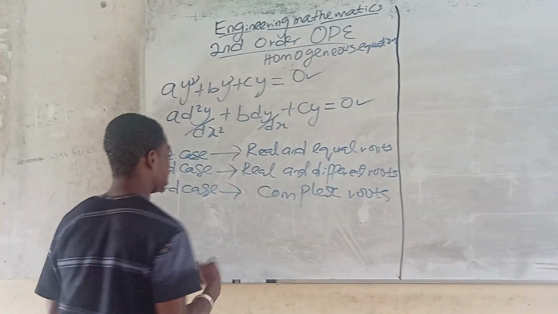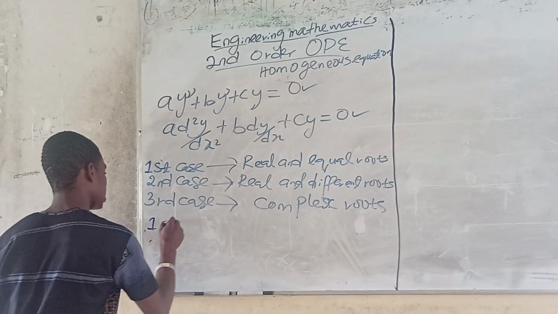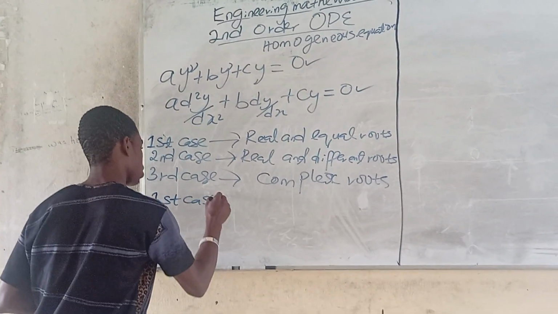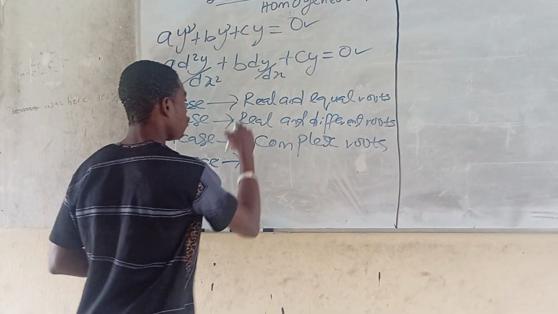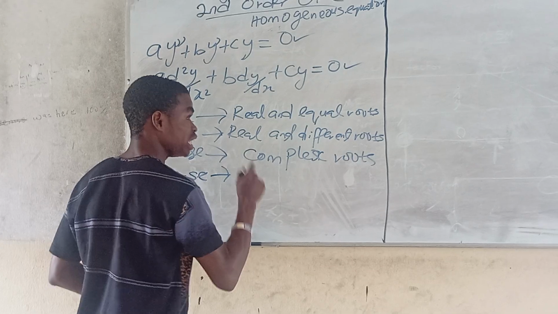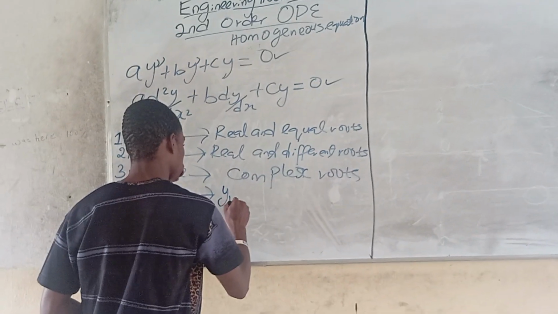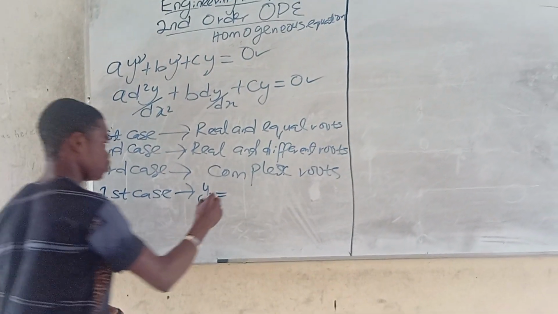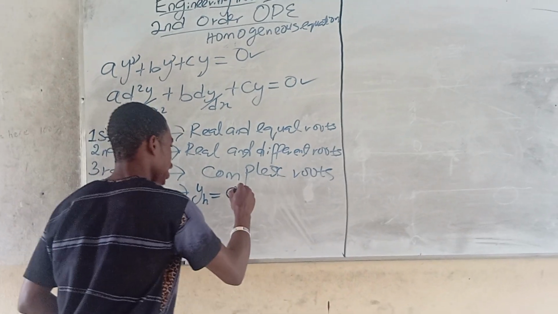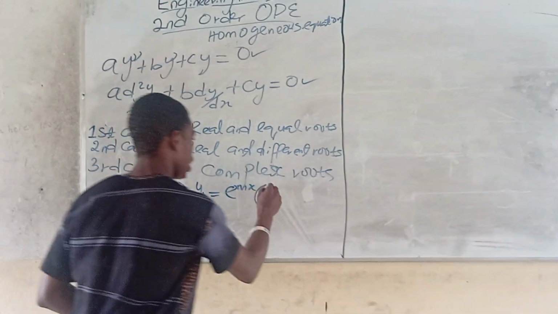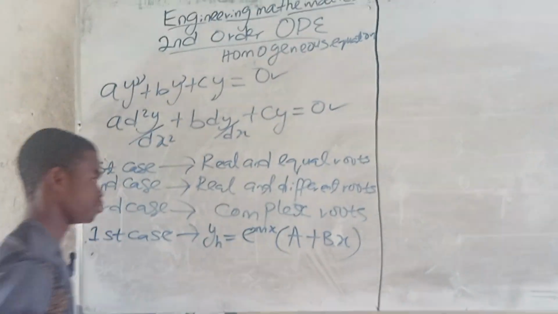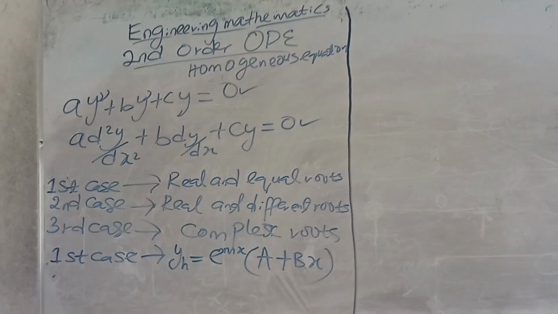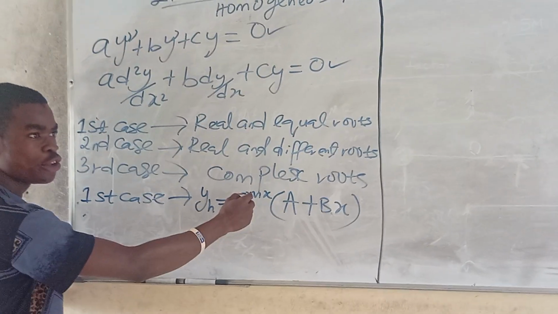So for the first case, we have the form of the general solution for real and equal root. For real and equal root, we have y homogeneous equals e^(mx) bracket open a plus bx. This is for the first case. That means their roots are equal.